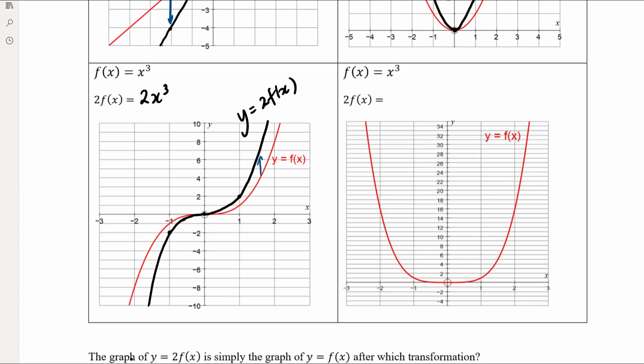Obviously, that's probably not the best place. Probably haven't drawn it very accurately there. Oh sorry, let's fix that one there. That should be x to the power of 4.